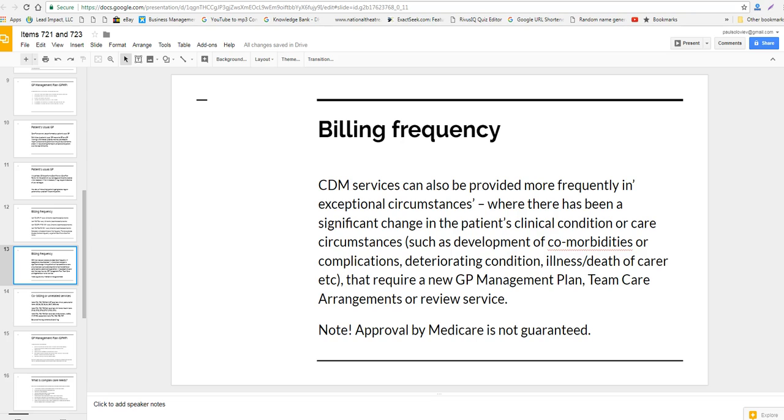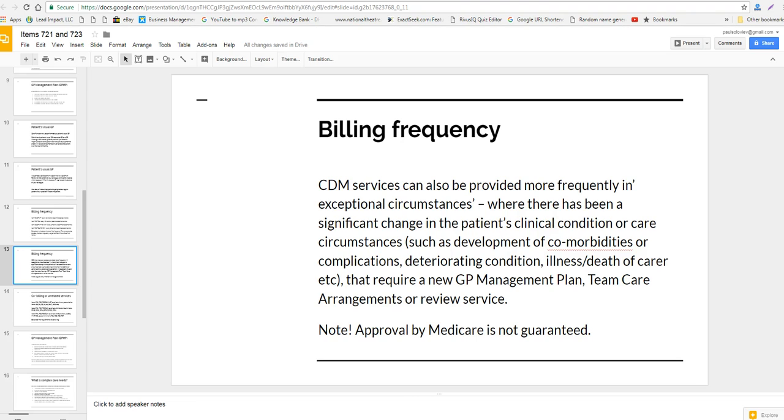CDM services can also be provided more frequently in exceptional circumstances. Exceptional means there has been a significant change in the patient's clinical condition or care circumstances, such as development of comorbidities or complications, deteriorating condition, illness, or death of a carer, that require a new GP management plan, team care arrangement, or review service. It has to be a dramatic change.